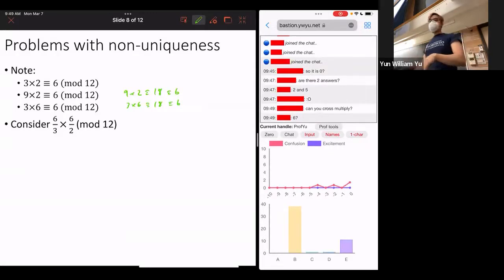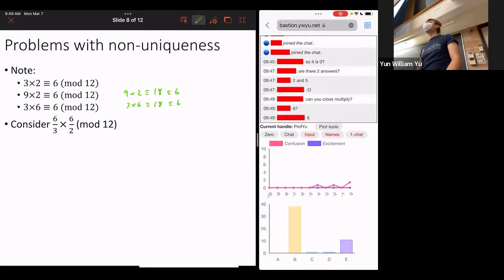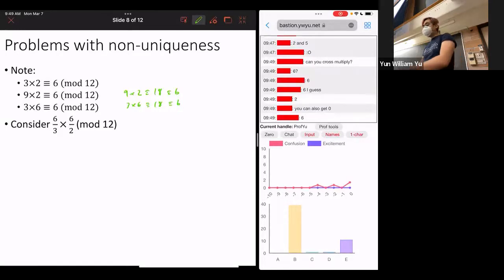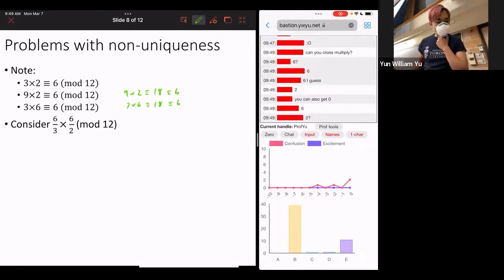Okay, so we have one answer. Someone's guessing 6. Does everyone get 6? Or can you get something different? Yeah, you can also get 0. I'm not sure if you can get 2. You might be able to get 2. That's not one of the ones I got, but it's quite possible I didn't get all of them.